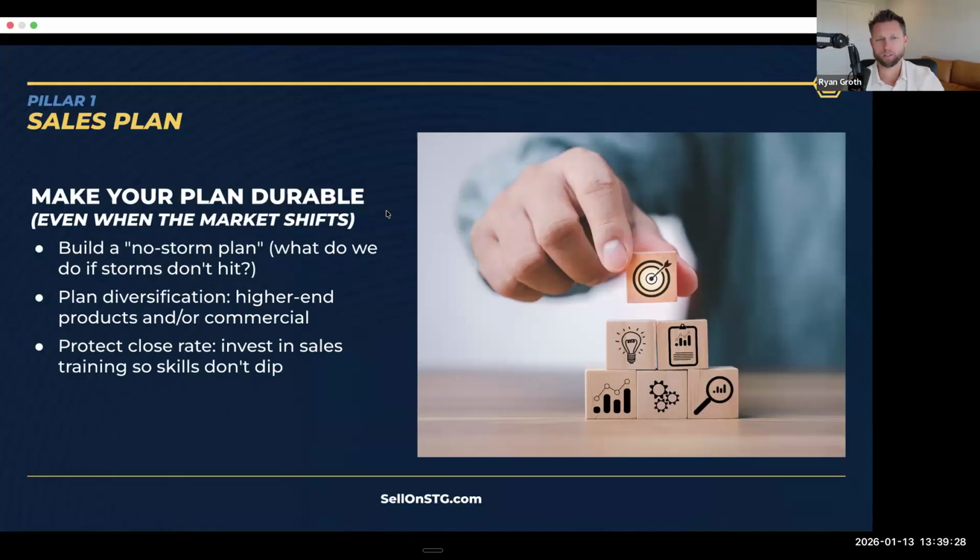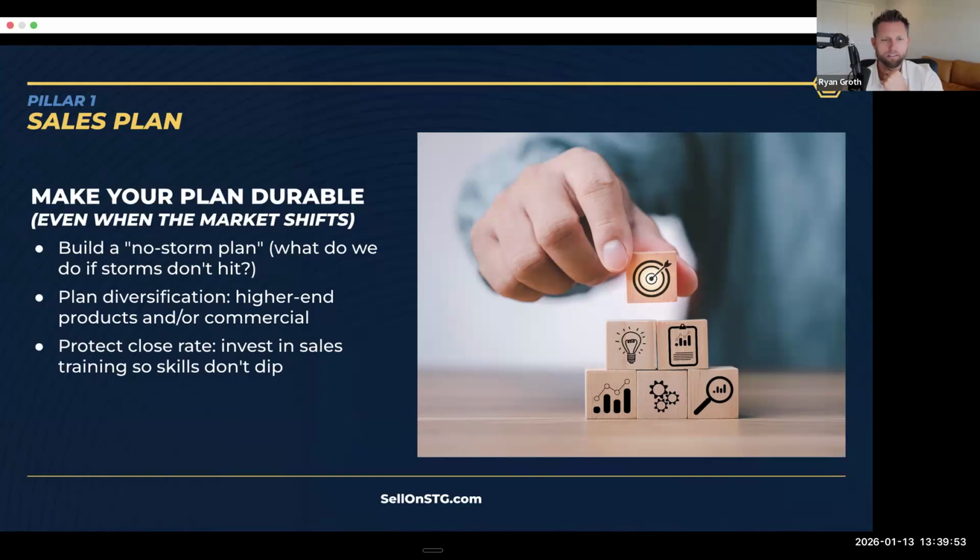Also, some other takeaways is make your plan durable, even when the market shifts. What's a no storm plan look like? Is there any diversification for higher end products, or maybe it would make sense to do a commercial strategy and add that to your strategy. And then protecting close rates. By the way, some of you guys are maybe already doing commercial here, or mostly commercial. That was intended for a residential company.